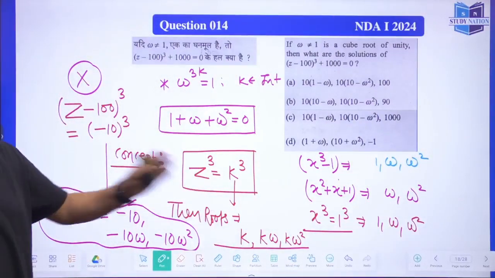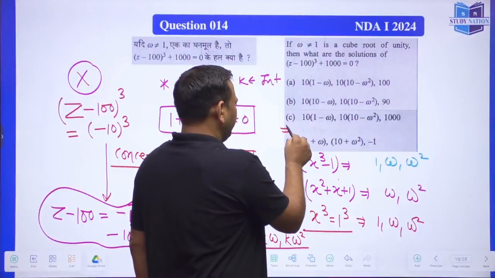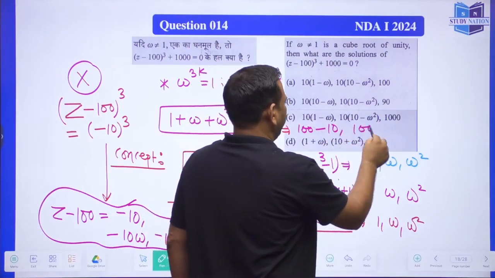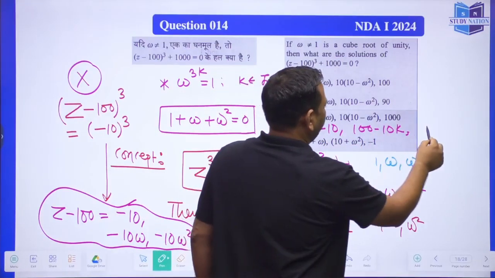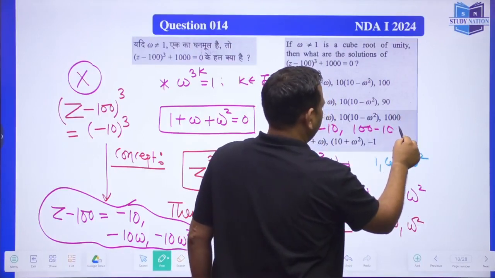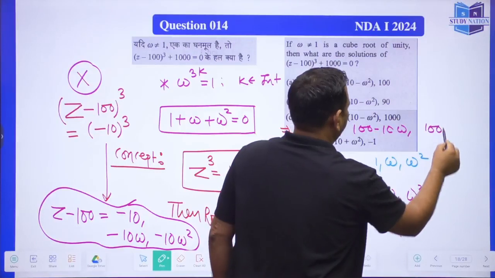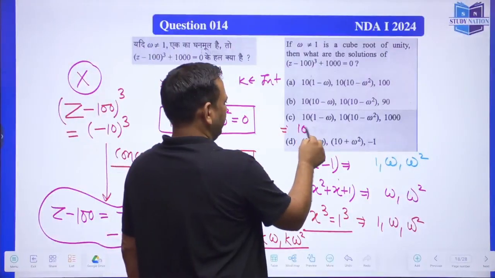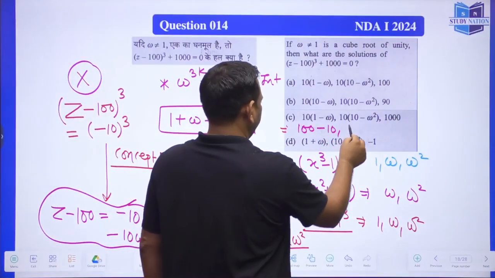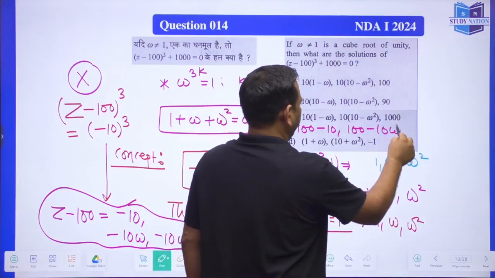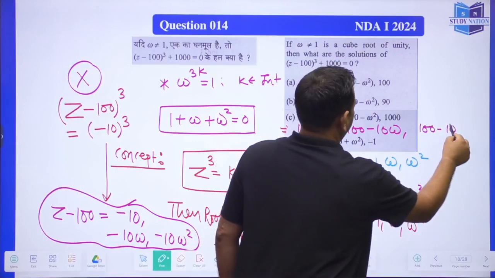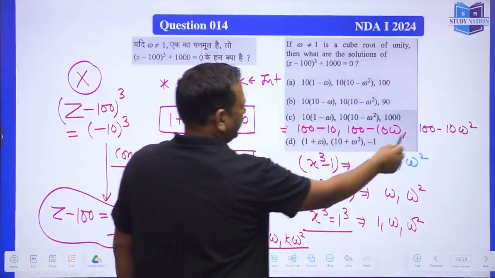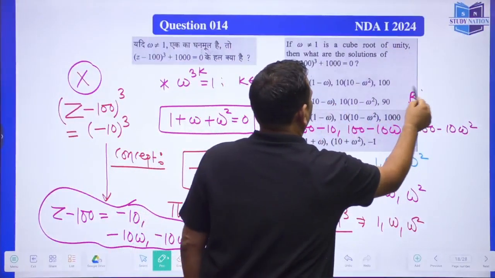Now 100 will go to the right side. So one root would be 100 minus 10, another would be 100 minus 10 omega, and another would be 100 minus 10 omega square. If you solve, one is 90, another is 100 minus 10 omega, and another is 100 minus 10 omega square. So B is the correct answer.